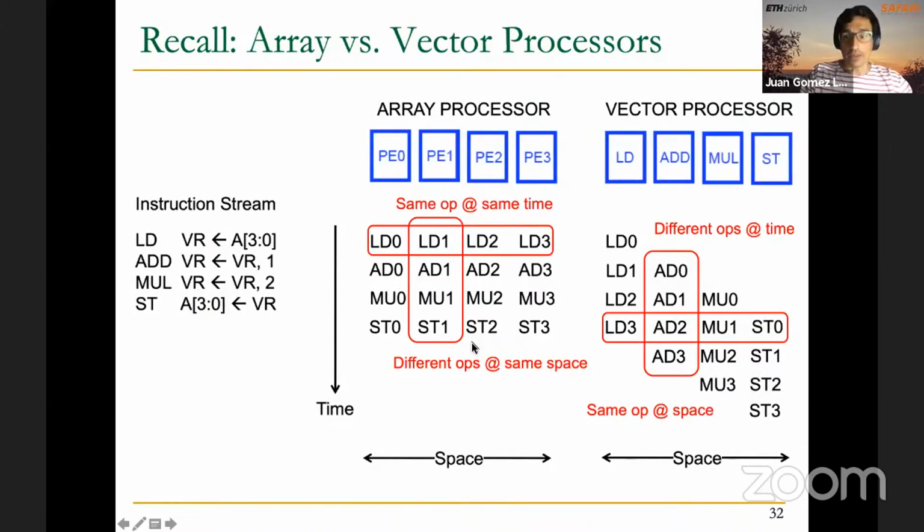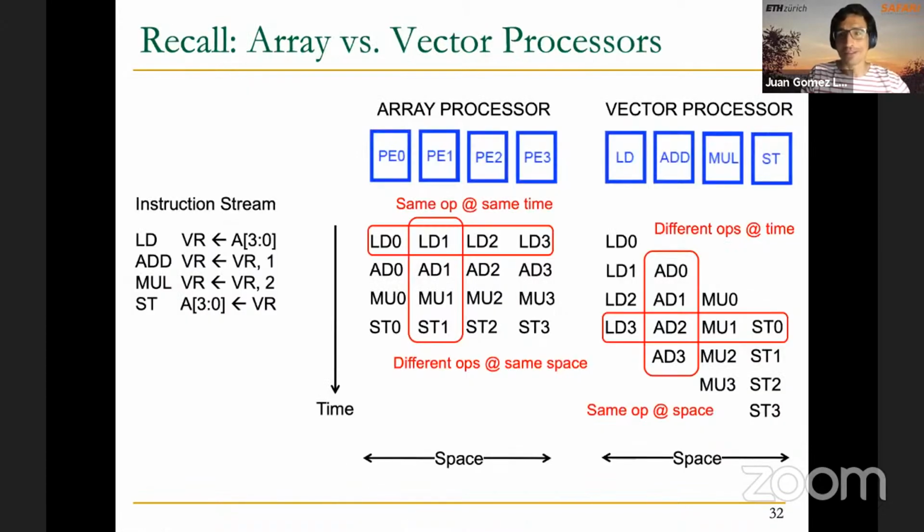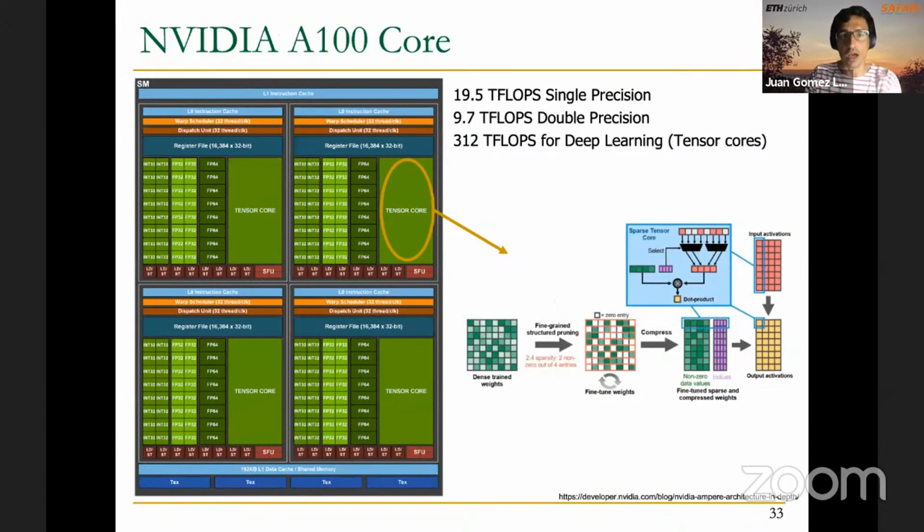But this thing that looks amazing and super complex is in reality as simple as these two SIMD processors that we have, the array processor and the vector processor. And recall the differences. In the array processor, we have the same operation at the same time, and different operations at the same space. In a vector processor, we have different operations or different instructions at the same time, but the same operation at the same space. And actually, these two forms of SIMD processors are what we have if we take a closer look at one of the cores of the A100.